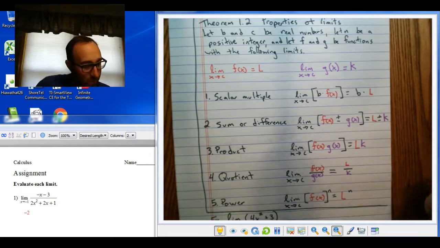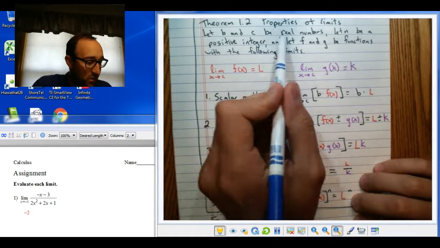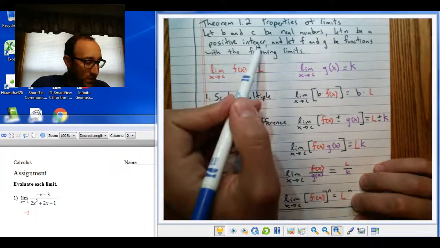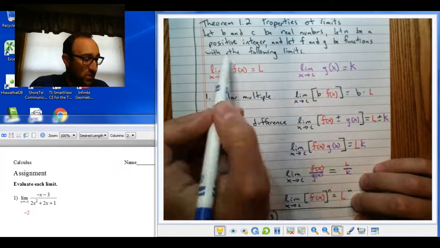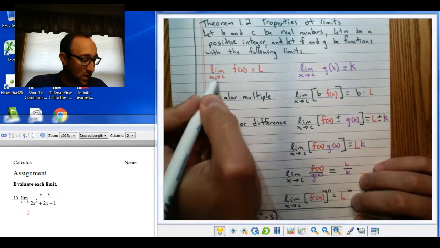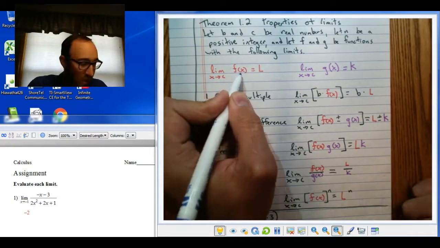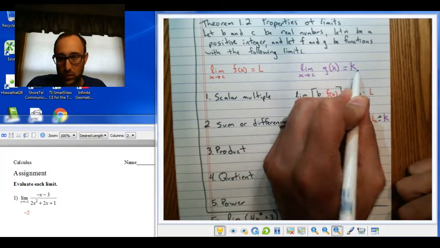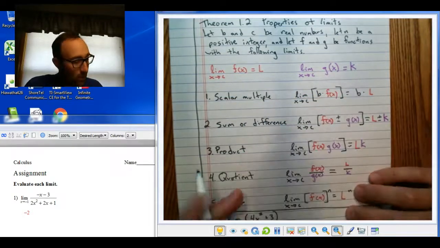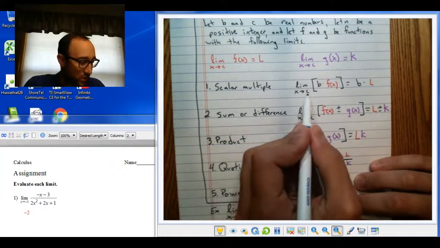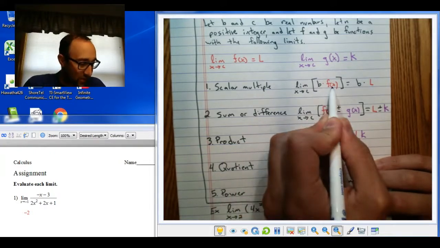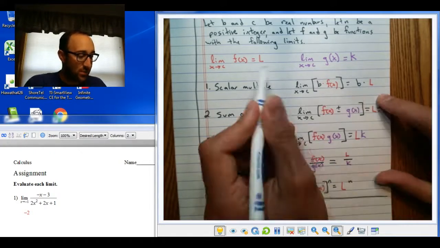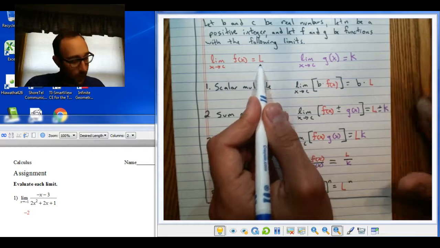Theorem 1.2, properties of limits. Let b and c be real numbers, let n be a positive integer, and let f and g be functions with the following limits. The limit as x approaches c of some function f of x equals L, which is just a number, and the limit as x approaches c of g of x equals k, another number. So we have a scalar: the limit as x approaches c of b times this function f of x is going to be the same as b times whatever the limit is.